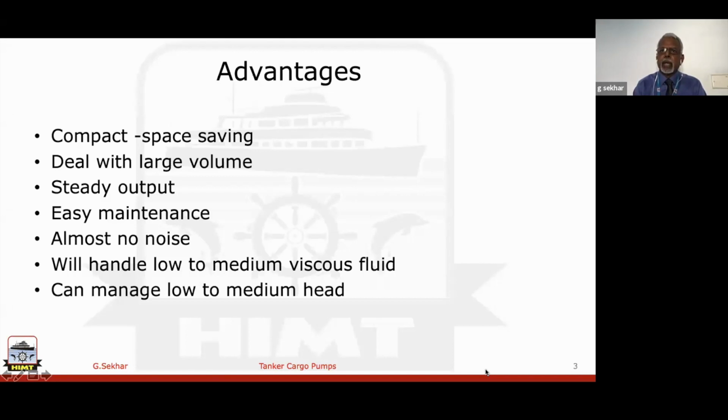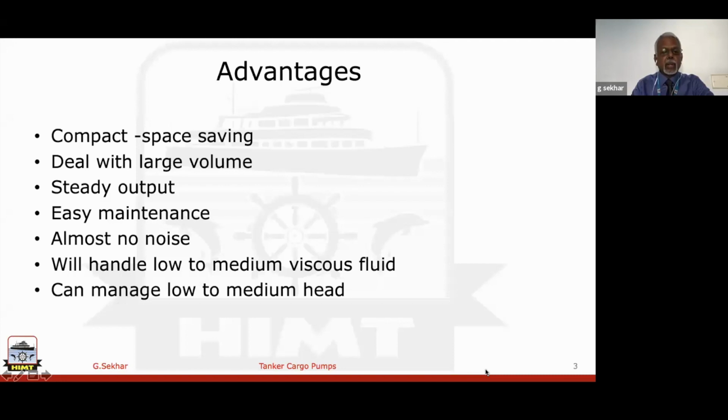Now look at VLCCs and ULCCs. If you run 3 pumps, that means about 15,000 cubic meters per hour. So in 10 hours, about 150,000, and in 20 hours we'll be able to complete the ship. So that's how it is. The other points are compact size, space saving, large volume, steady output, easy maintenance, and no noise. These are all points we have already seen.